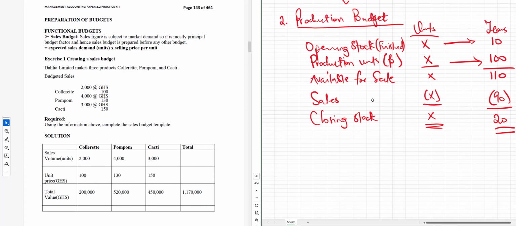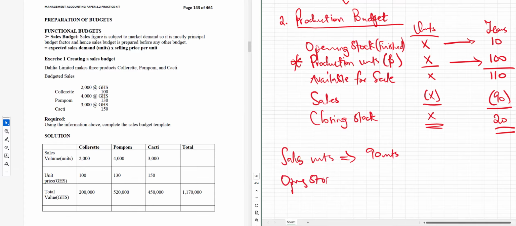Yes, sir. Now look at something here. They didn't give you this one, but you know that they've given you the sales units, which is what? 90 units of jeans, right? And you know that your opening stock is what? Our opening stock is what?